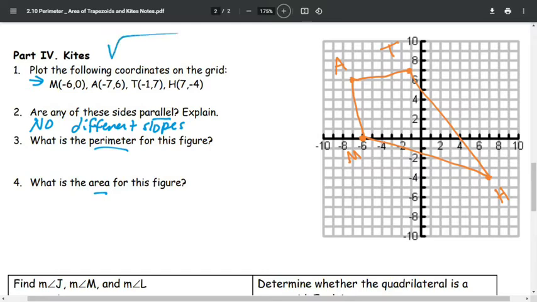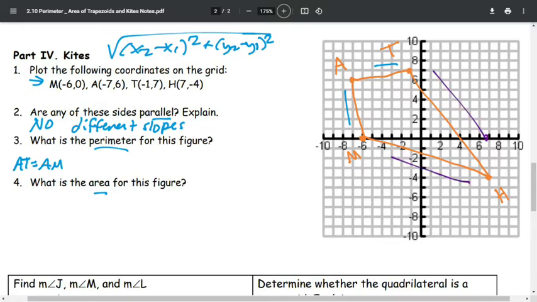So once again, we're going to use distance formula, so to quickly jot that down. So when it comes to the perimeter, of course, we'll be adding all our sides, but the neat thing about kites is that you have some sides that are equal to each other. So if I look, AT and AM are going to be equal to each other, so those two sides right there. And then our other sides that are going to be equal to each other will be HM and TH.